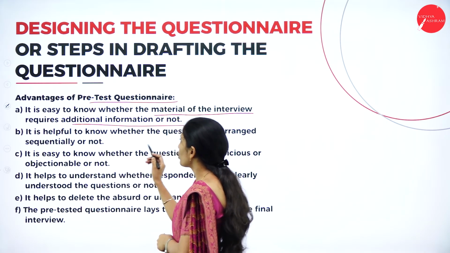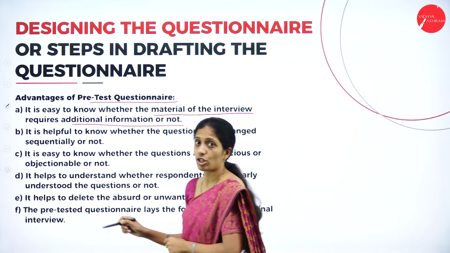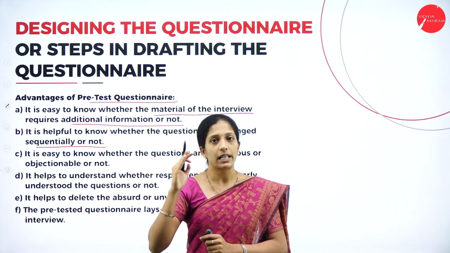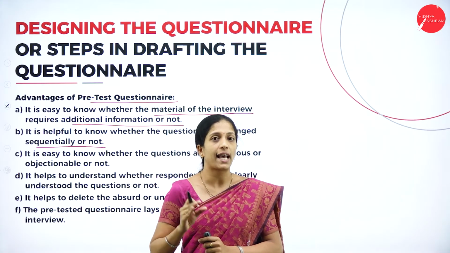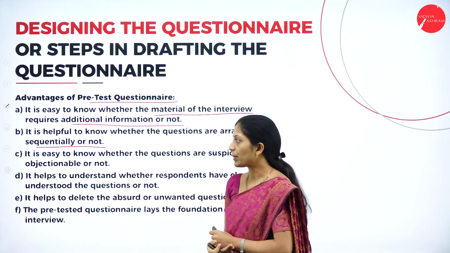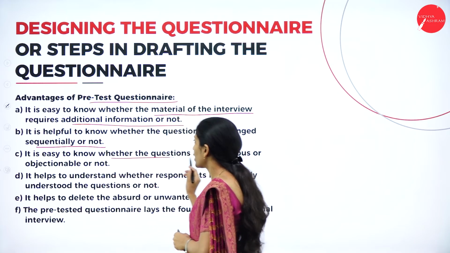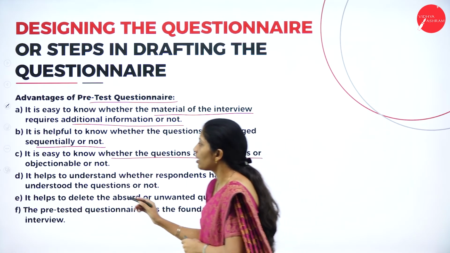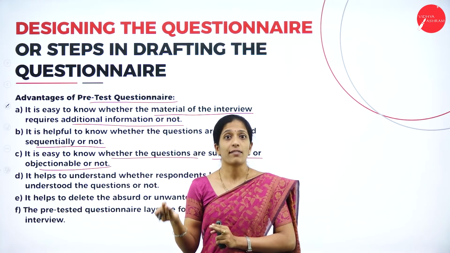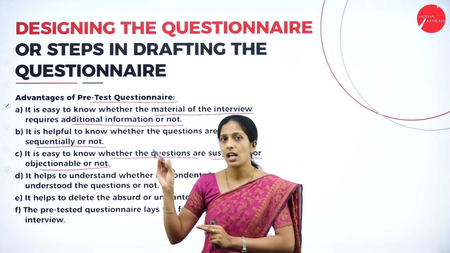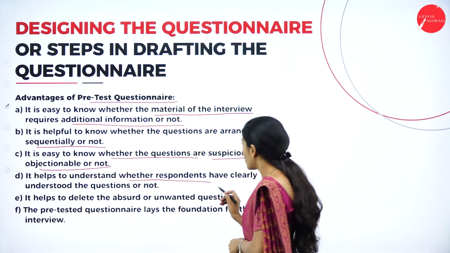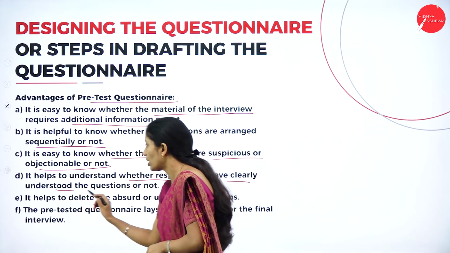Next, it is helpful to know whether the questions are arranged sequentially or not. Of course, the arrangement of the questions should be in a sequential order and the questions have to be related to each other. If that is not so, it will come to be known under pre-test. Next, it is easy to know whether the questions are suspicious or objectionable or not. If there is any question which is causing doubt or confusion for the respondents, that also will come to be known by pre-test. Next, it helps to understand whether the respondents have clearly understood the questions or not.